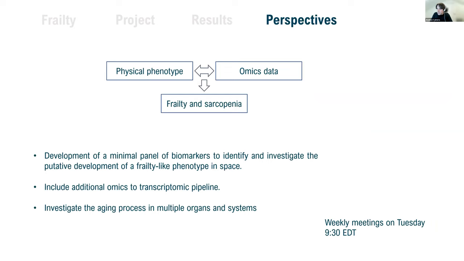As a future perspective, we want to integrate our transcriptomic pipeline to a physical phenotype to better detect frailty in space and develop a minimal panel of biomarkers to investigate.